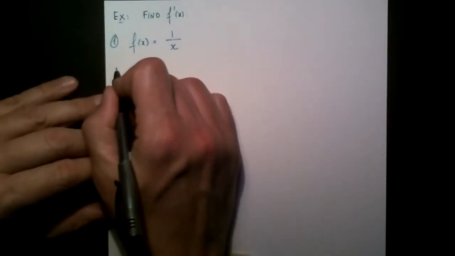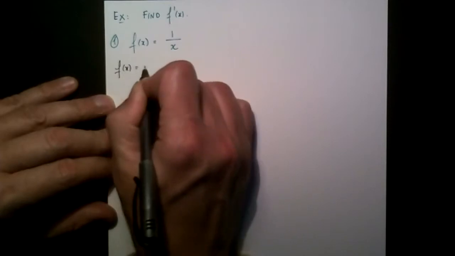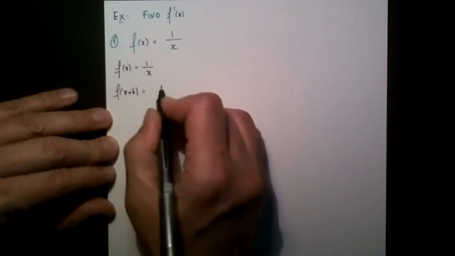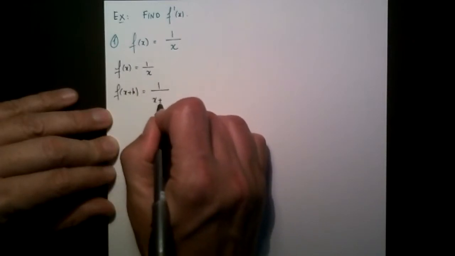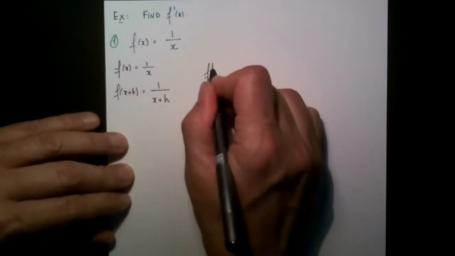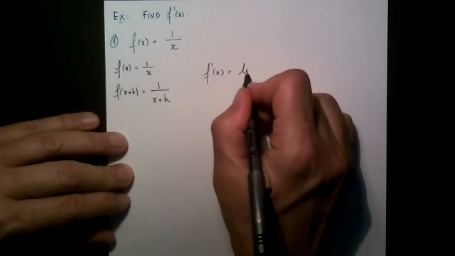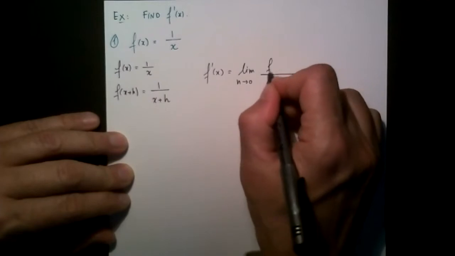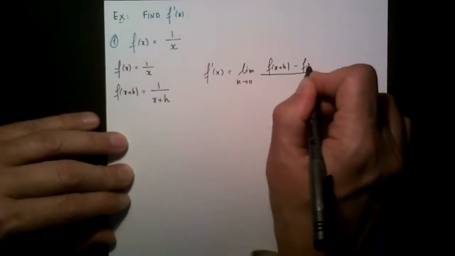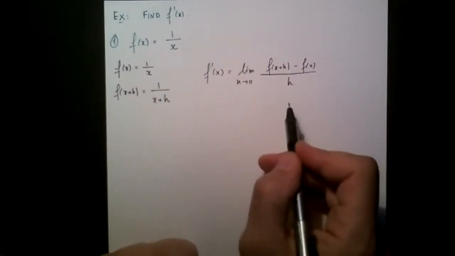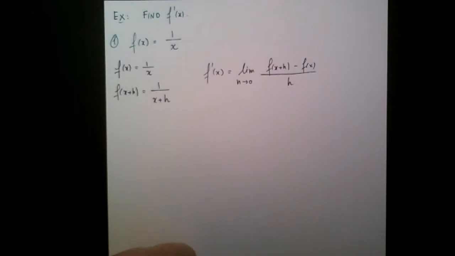So f of x is 1 over x. f of x plus h is what? 1 over x plus h. And so f prime of x is equal to the limit as h approaches 0 of f of x plus h minus f of x over h. Okay, so you're going to hear this expression so many times that you're going to know it by heart.